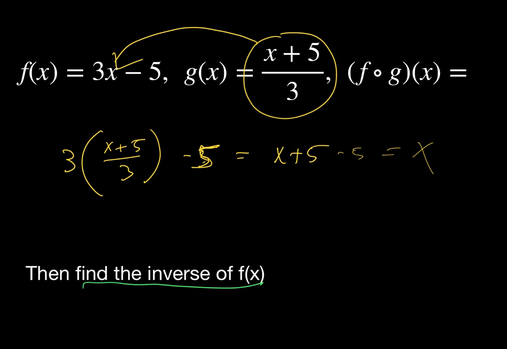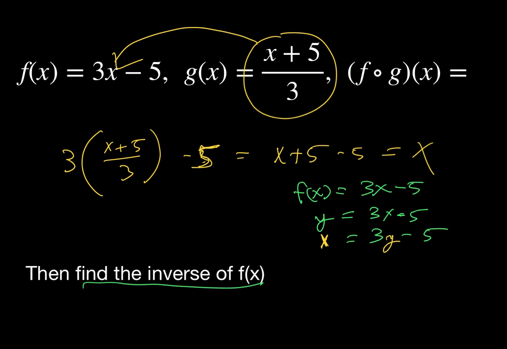So f of x is equal to 3x minus 5. And I can also write that as y equals 3x minus 5. To find the inverse, I change the y to an x. I change the x to a y. And then I solve for y. I want to solve for y.